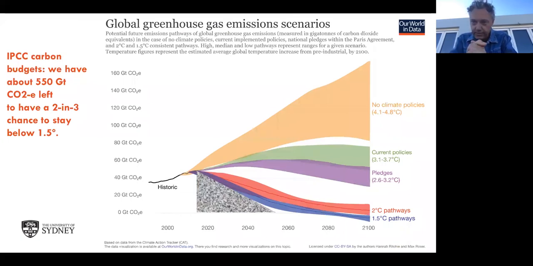So let's go back to this diagram and focus on the 1.5 degree pathway. In essence, the area underneath this pathway is a representation of what amount of emissions we still have left in the bank, so to say. And this is 550 gigatons from between now and about 2050, because by 2050 we need to be net carbon neutral. So, these 550 gigatons we have left to emit to have a 2 in 3 chance to stay below 1.5 degrees. And this is only a 2 in 3 chance. So even if we don't emit more than that, there's still a 1 in 3 chance that we exceed 1.5 degrees Celsius. And let's go with the 550 gigatons.